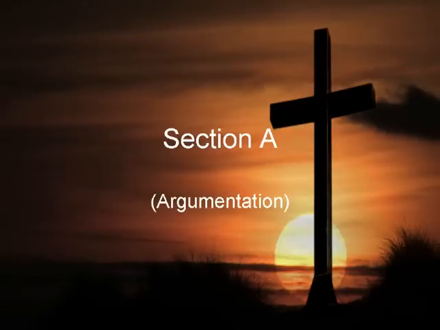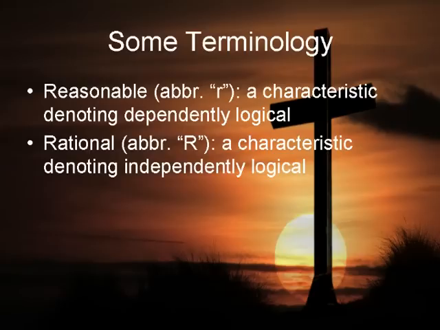In section A, we will discuss argumentation, that is, what an argument is, and how to argue. This will allow us to frame our argument systematically. First, let us define two terms. Reasonable is a characteristic denoting dependently logical, while rational is a characteristic denoting independently logical.